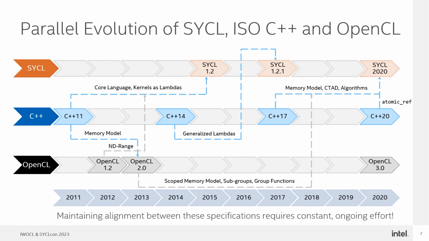But all three of these specifications continue to march forward, adding new features and clarifications with each new release. So maintaining alignment isn't something we can just do once. It requires constant and ongoing effort. But if we ultimately want to start seeing more arrows flowing back from SYCL to C++, that effort is necessary.